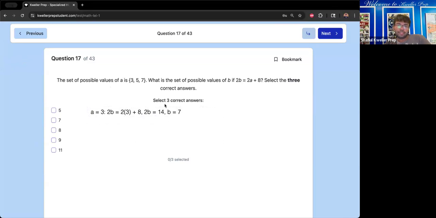Do the same thing for each number. A is equal to 5, A is equal to 7. 2B is equal to 2 times 5 plus 8. 2B is equal to 2 times 5 is 10, 10 plus 8 is 18, B is equal to 9. Then you do the same thing down here. Yeah, and then you should get the same thing. So 2B is equal to 14 plus 8, which is 22. B is equal to 11. So you should just get 7, 9, 11. Does anyone have any questions on this? This one is just a simple plug in and solve.